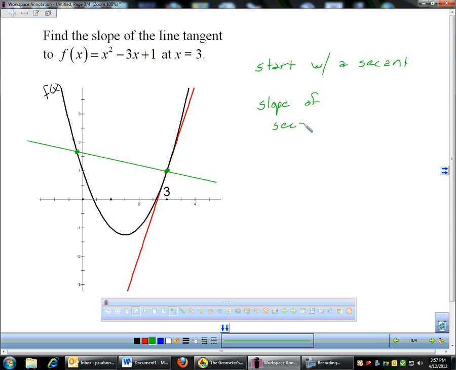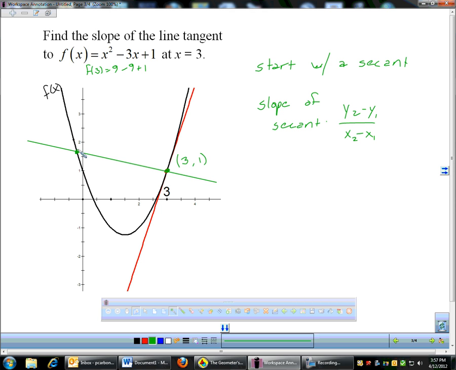And if you remember back in Algebra 1, the way we found slope was y minus y over x minus x. And so I need these ordered pairs. Well, I know the x coordinate of this point is 3. And to find my y coordinate, I'll just plug in 3. So f of 3, if I plug 3 in up here, 3 squared is 9. 3 times 3 is 9, plus 1. So that gives me a y coordinate of 1. So I know I have an ordered pair (3, 1).